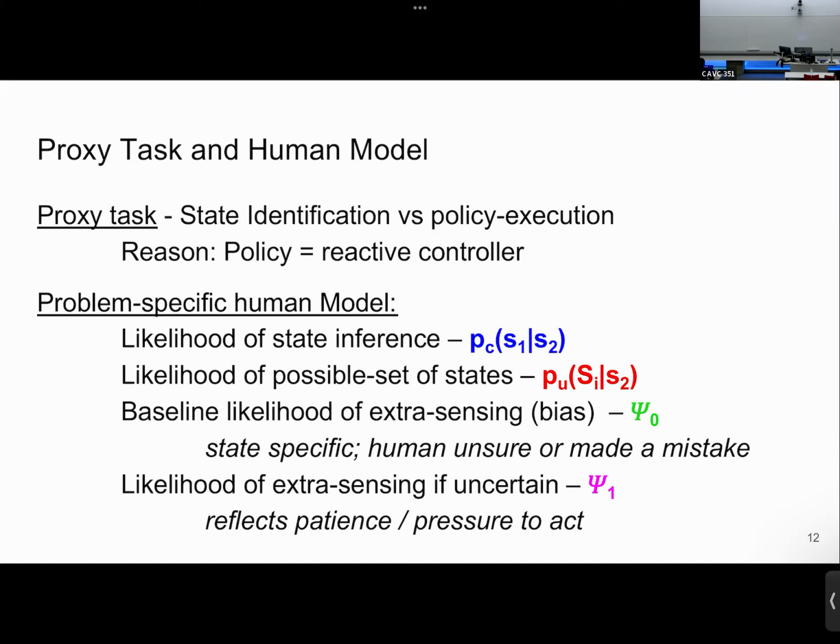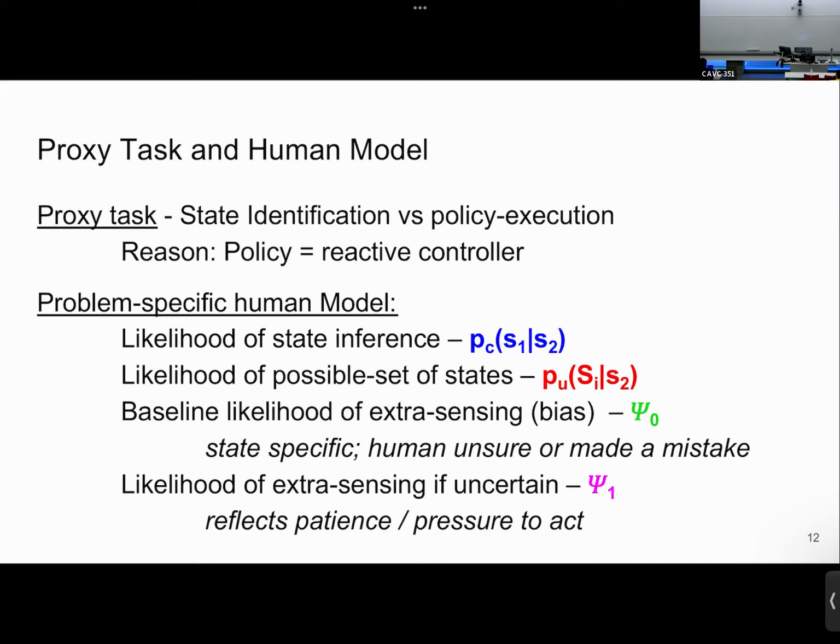And modeling that state identification error is what we do with these four terms. The first term, PC, is the probability of a human classifying one state, S1, given that the true state is S2. So this is how they're confusing things. The second term is the probability that a human is going to be uncertain over a subset of states. So they may finally decide that it's S1 given that it's S2, but before they made that decision, were they confused between it could be S1, S2, or S3? So getting the probability of a subset, like what's in their head before they decided, that's what PU tells us. These are simple probabilistic models. It's not complex cognitive architectures.